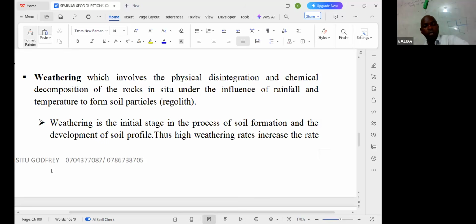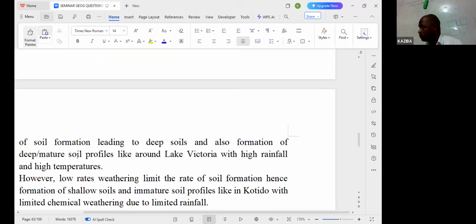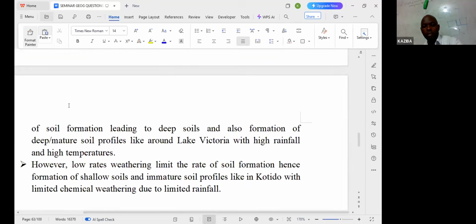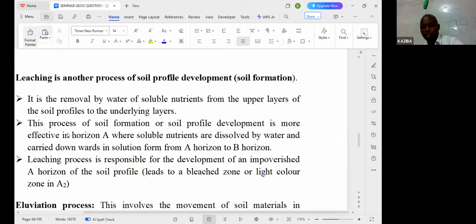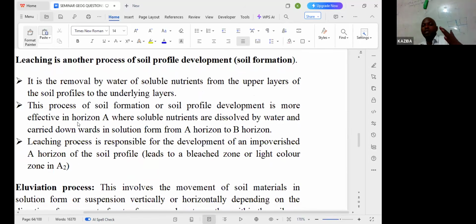Then you go to the next process. The next process is leaching. Leaching, you tell us, is the movement or the removal of whatever can dissolve in water, soluble nutrients, from the upper layers to the lower layers. So you tell us its effect.